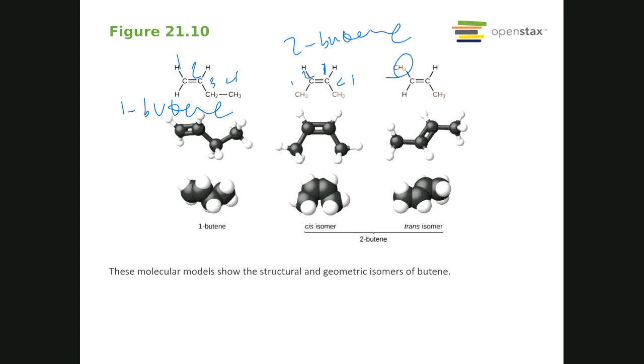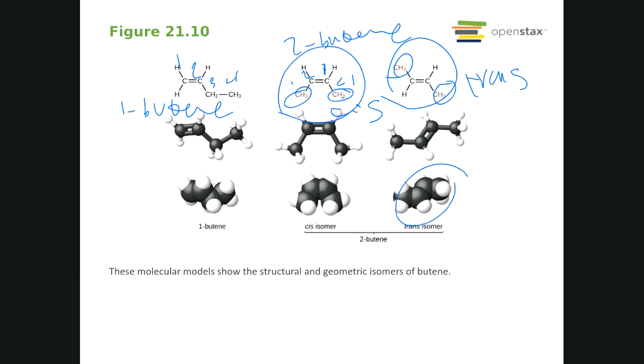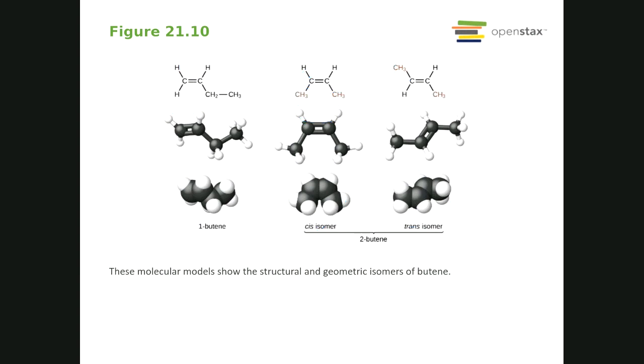The two same groups are on opposite sides, so this is going to be trans. Same groups on the same side is called cis. These two compounds with respect to each other, they are isomers. They are not the same compound. These are isomers. It's called geometrical isomers. The connectivity is the same, but the arrangement in space is different.